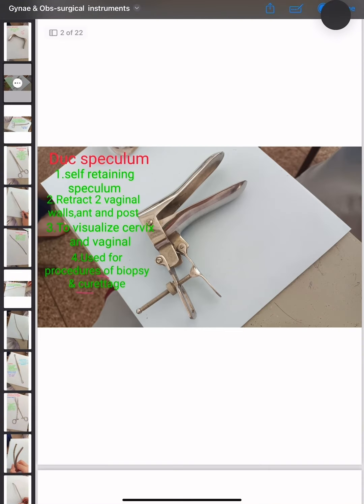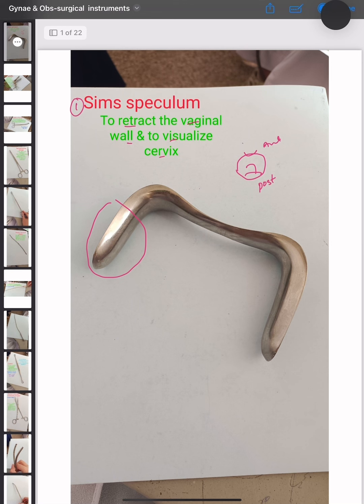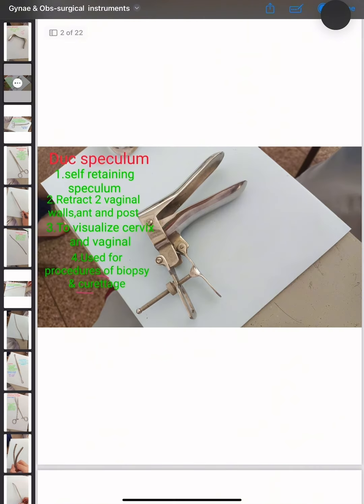The second instrument is the duck speculum. It is a self-retaining speculum. The same speculum was not self-retaining. It required an attendant or someone to hold it. The second instrument, that is the duck speculum, is a self-retaining speculum, and it is used to retract the two vaginal walls, anterior and posterior. This is the vaginal wall, so this is the anterior and this is the posterior portion.